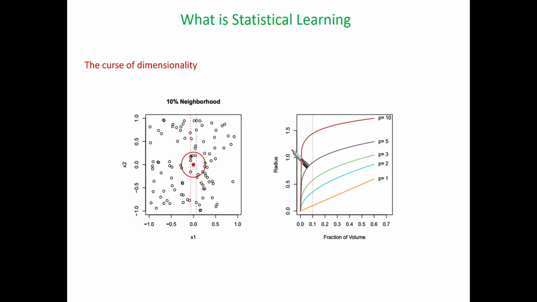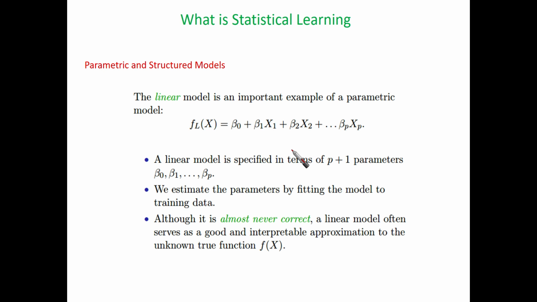This is something we will be learning in this course. Ultimately, you basically need to reduce the number of dimensions. There are certain methods called dimension reduction. Perhaps we will see how to do that. So then what is our model? Then comes the parametric and structured model. We need to use some parametric and structured model.